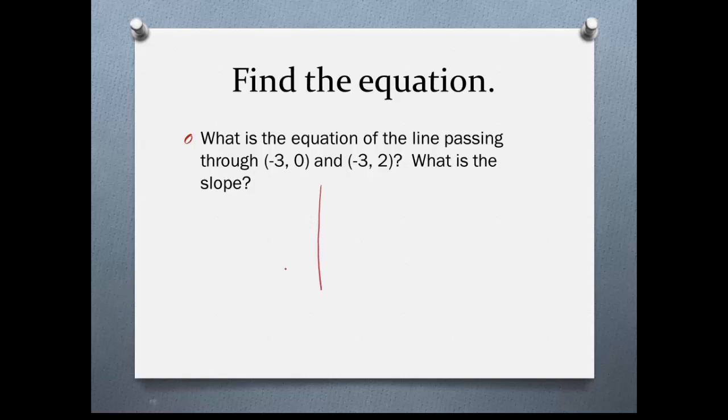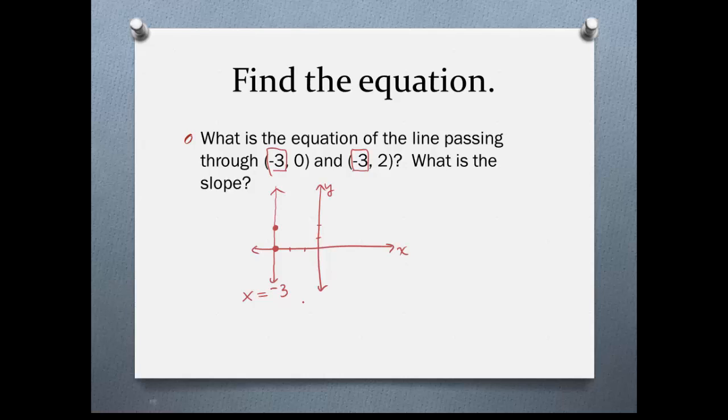So let me sketch that. And then the second question there is what's the slope? So -3, 0 is right here. -3, 2 is 2 steps above that. And so I see I get a vertical line. And again, if I look at the points, the coordinate that's not changing is the x coordinate. So the equation of this line is x equals -3.